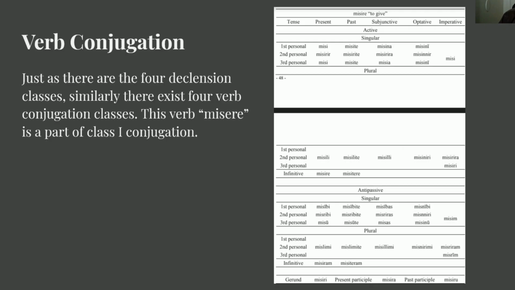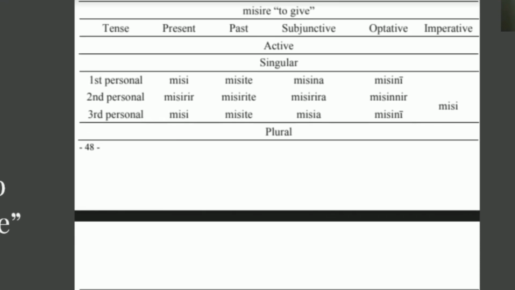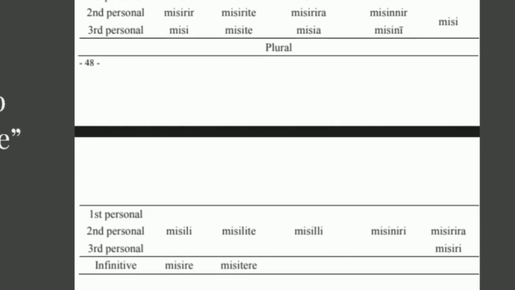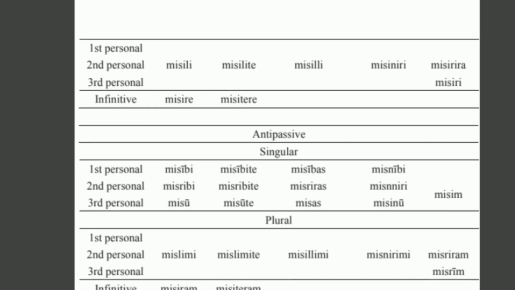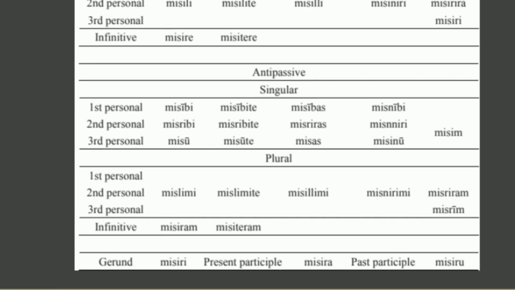So verb conjugation. Just as there are 4 declension classes, similarly there exist 4 conjugation classes. The verb misere is a part of the class 1 conjugation here, where we have the person and we have the singular and the plural elements to it, the active, anti-passive voices, along with infinitive and gerund.